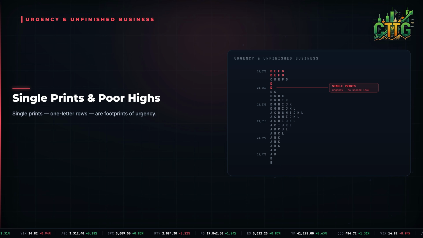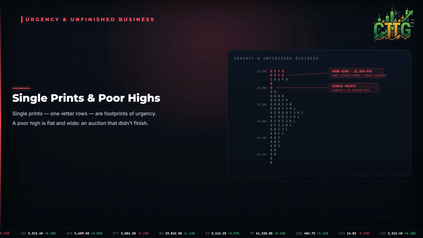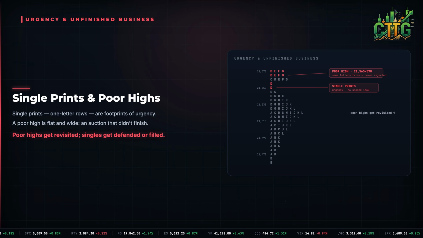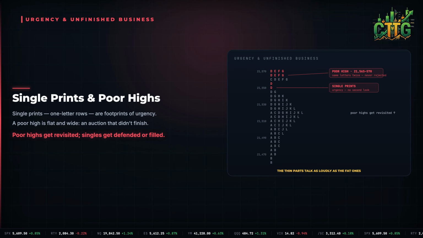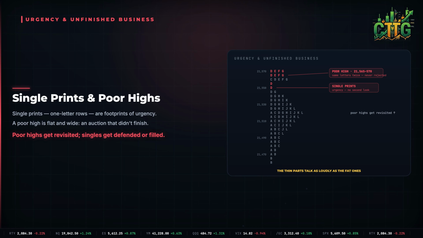Unfinished edges matter too. A poor high is a top that's flat and wide instead of a clean taper. An auction that didn't finish its business. Poor highs get revisited. Singles get defended or filled. The thin parts of the profile talk just as loudly as the fat ones.